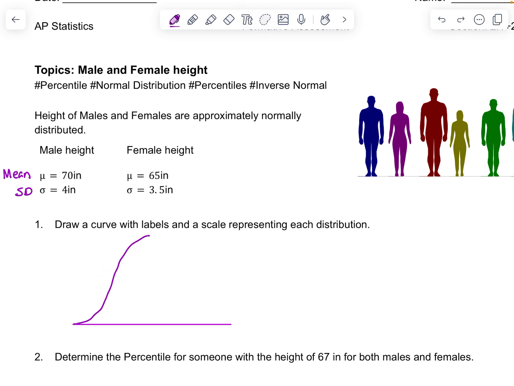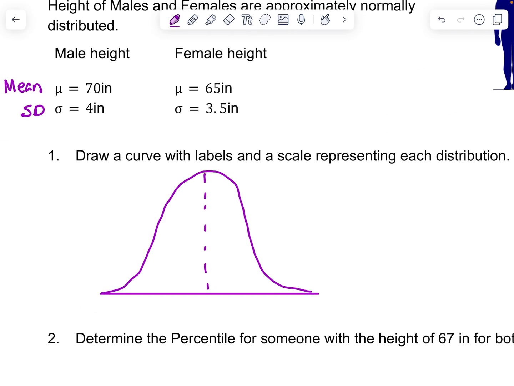We are told that it is normally distributed, so then we can draw a normally distributed bell curve. In the middle, we're doing male, so the mean is 70, and the standard deviation is 4 inches, so to the right it will be 70 plus 4, which is 74, then 74 plus 4, which is 78, and then 78 plus 4 is 82. And then on the left we do the opposite, so 70 minus 4, which is 66, and then 66 minus 4 is 62, and 62 minus 4 is 58.